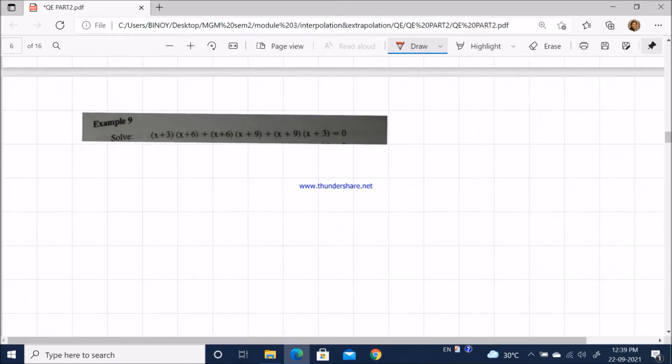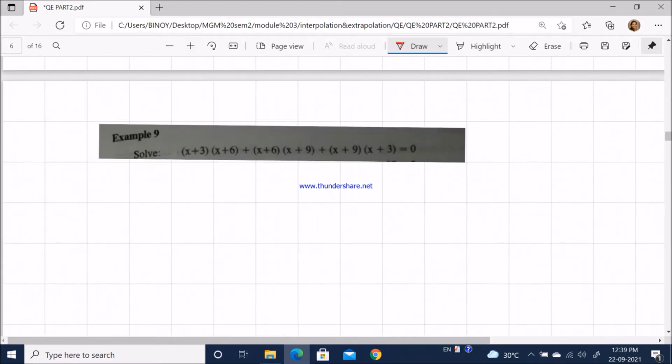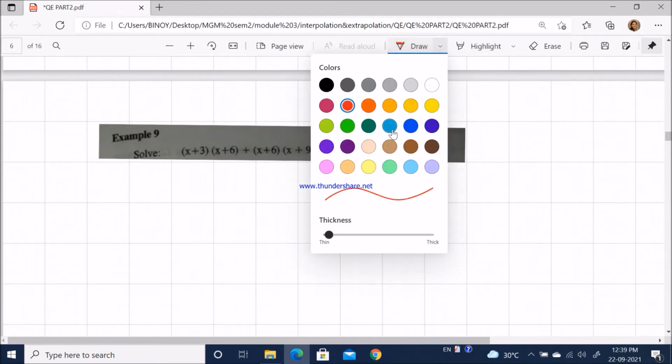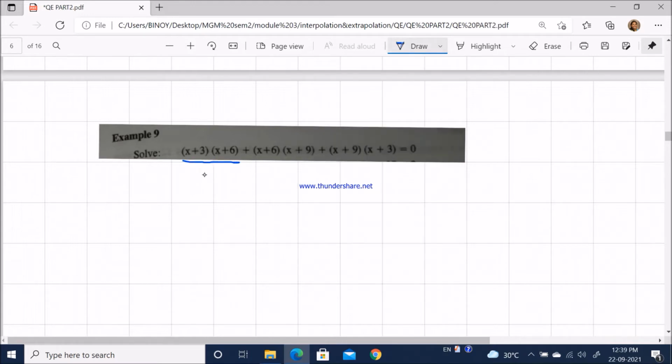For the next question, we are asked to solve (x plus 3)(x plus 6) plus (x plus 6)(x plus 9) plus (x plus 9)(x plus 3) equals 0. What we are going to do is group each of them. This is one group, this is the second group, and this is the third group.